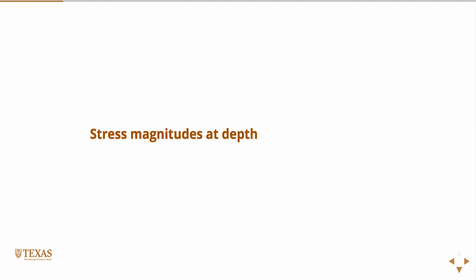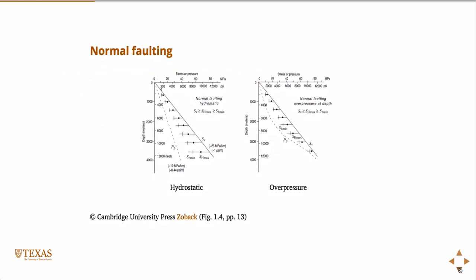So we're going to talk a little bit about stress magnitudes at depth. And these are just, so you'll see these in Zoback's book. These are just qualitative diagrams that show you what the relationship is between the principal stresses as defined by the Andersonian classification scheme.